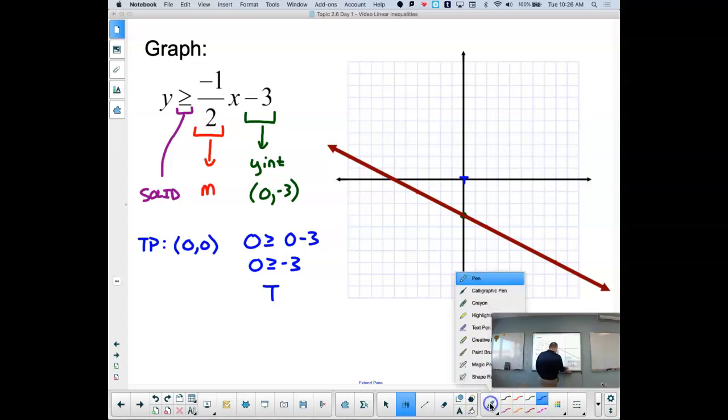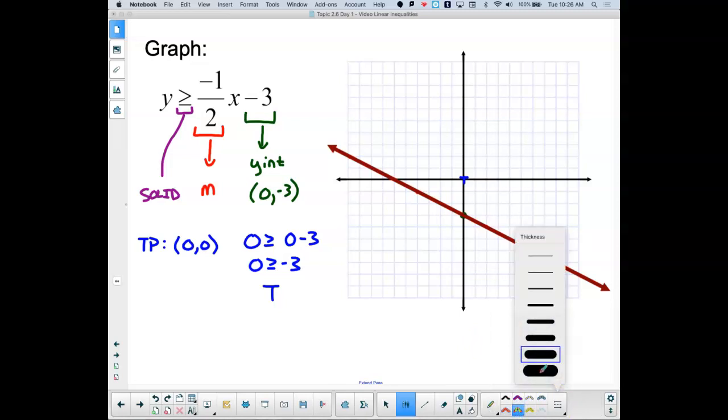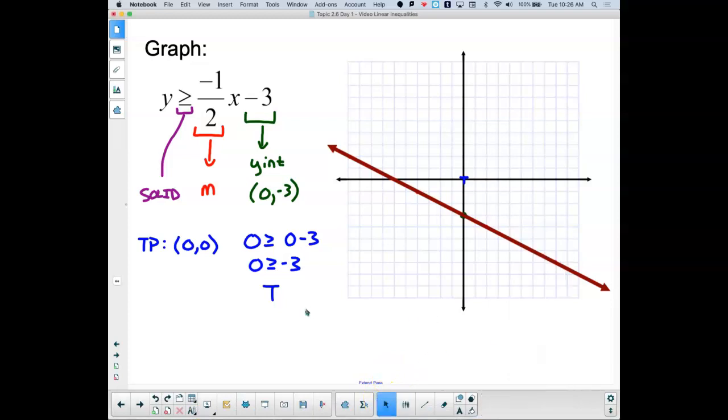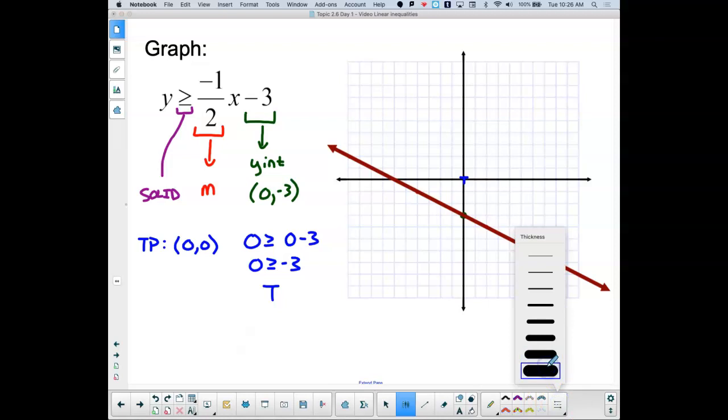So I am going to shade on the test point side of my line. Come on now, maybe it won't let me because my viewer is in the way. Now I'm going to move over even more. It's this one. And then this one. Oh, there it is. Now it's in there. There it is. And big.